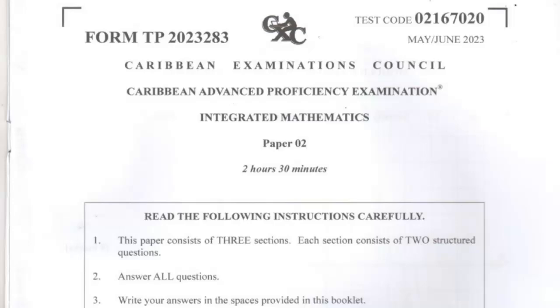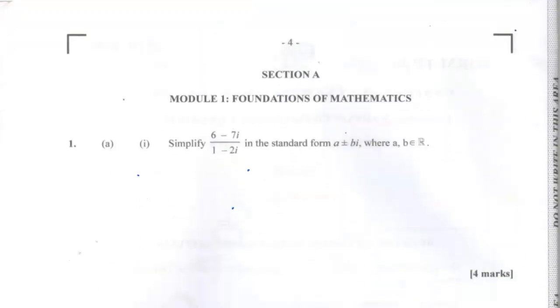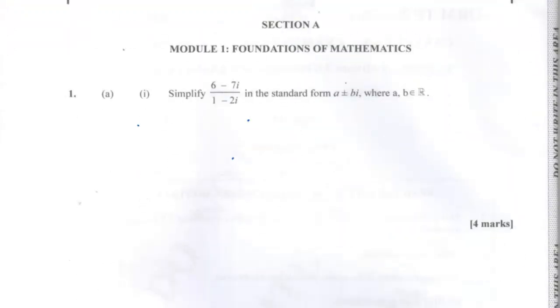Okay, so we will be looking at last year's 2023 CAPE Integrated Paper 2 Math exam. Let's get straight into it. So we'll begin with question 1. It's a complex number question. So simplify the complex number 6 minus 7i over 1 minus 2i.